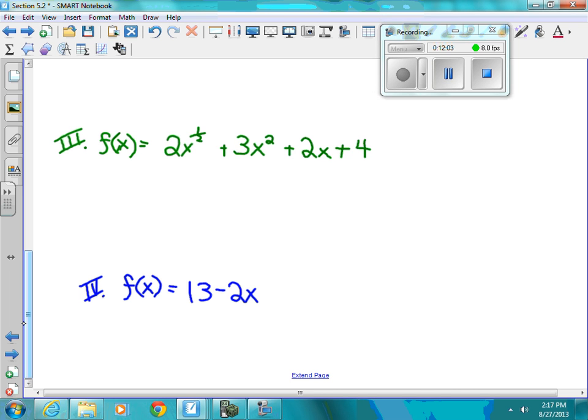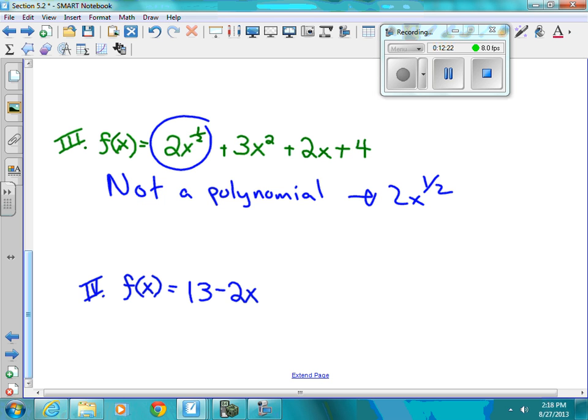2x to the 1/2 plus 3x squared plus 2x plus 4. Is this a polynomial? The answer is no, not a polynomial. The reason it's not a polynomial is this term right here, 2x to the 1/2. We cannot have fractions or roots in our exponents, or decimals, or negative numbers. If it's any of those, it's not a polynomial. So that's another one, not a polynomial.